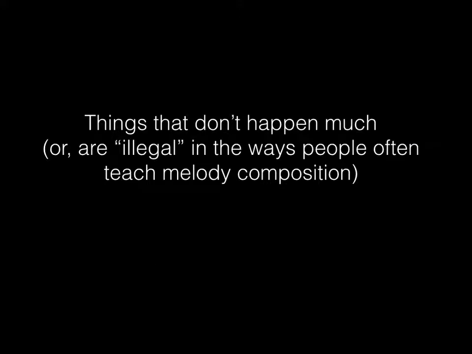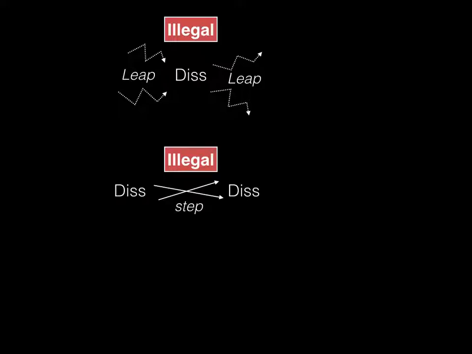And let me just point out a couple of things that don't happen much. They're illegal in the way that people talk about melody composition. You'll find that they do happen sometimes in music, but they happen pretty infrequently. And so you shouldn't leap into a dissonance and then leap out of a dissonance. And nor should you step between two dissonances. So these are the two things that we try not to do when we write melodies.